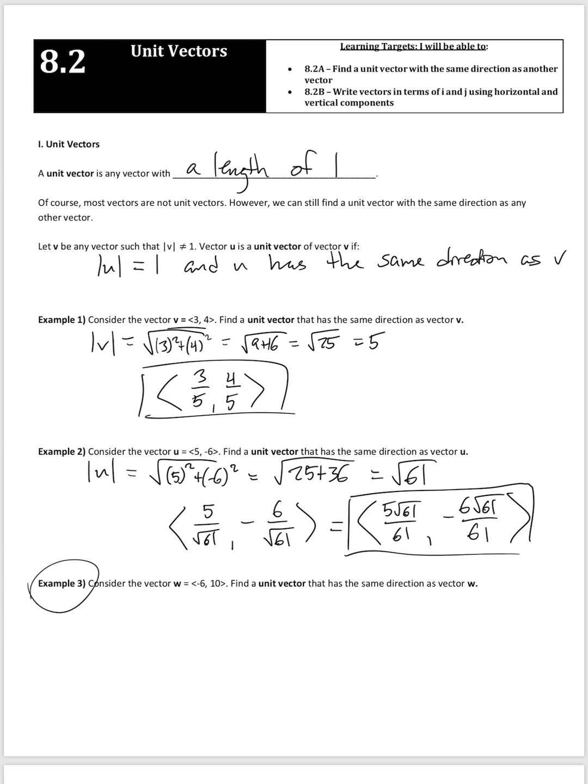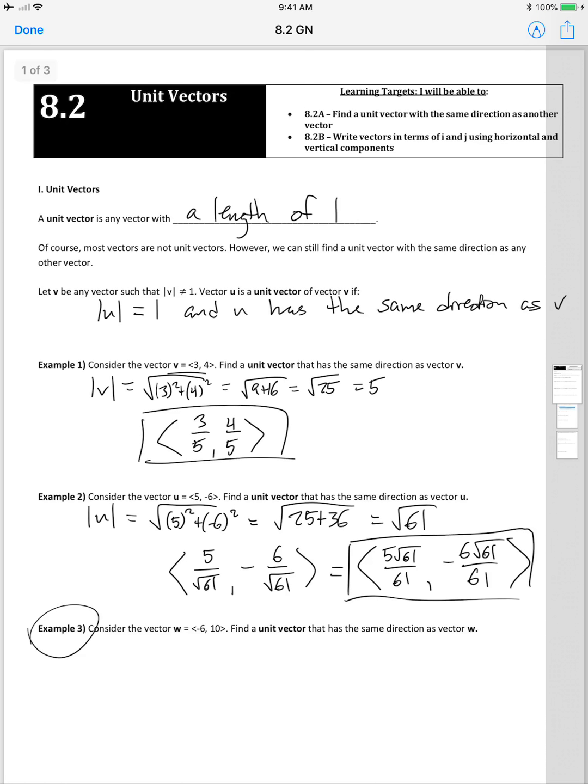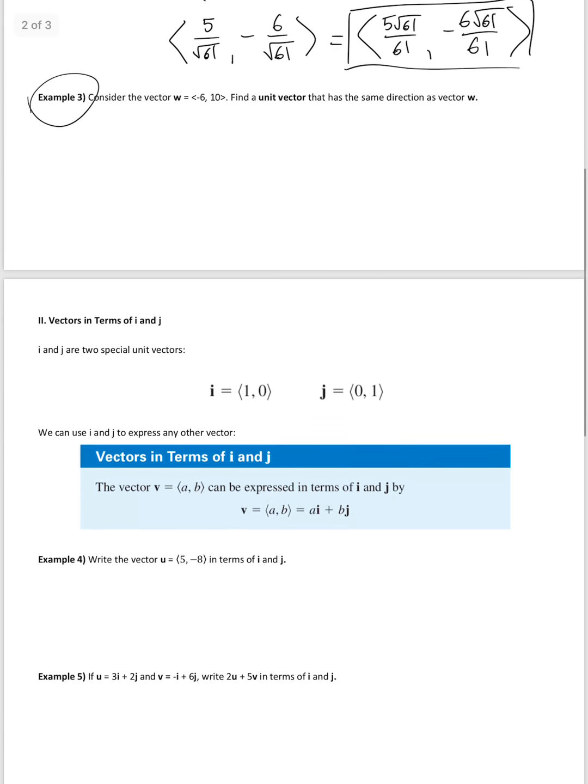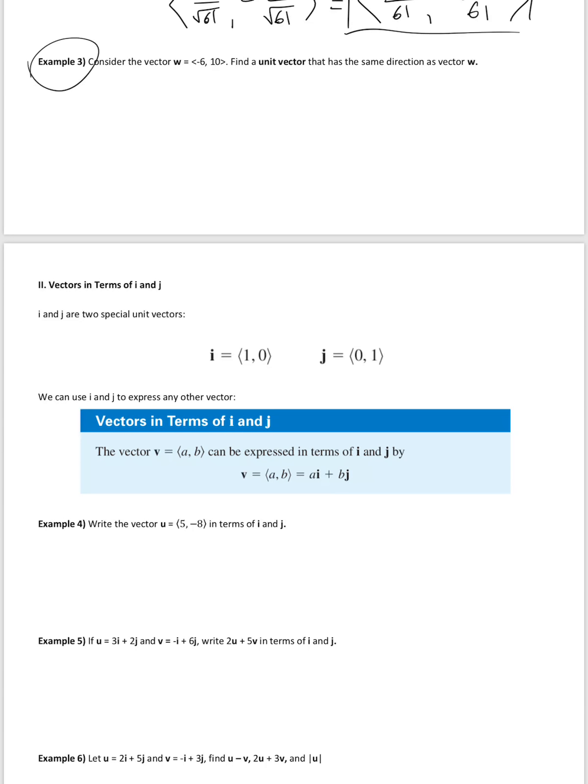But that's really it. So that's our first learning target for this section. Incredibly straightforward. We're just dividing by the magnitude to find our length of 1 with the same direction as what we started with. Now, we can think of other unit vectors, and there are 2 special unit vectors with a length of 1 that we will talk about a lot. And we name them i and j.